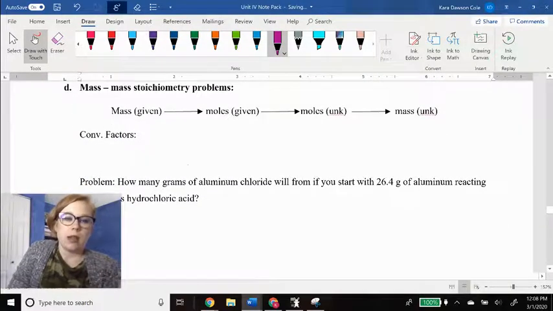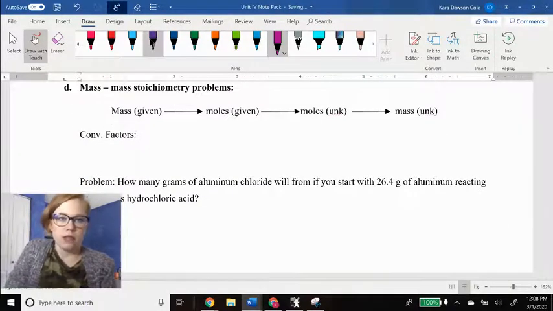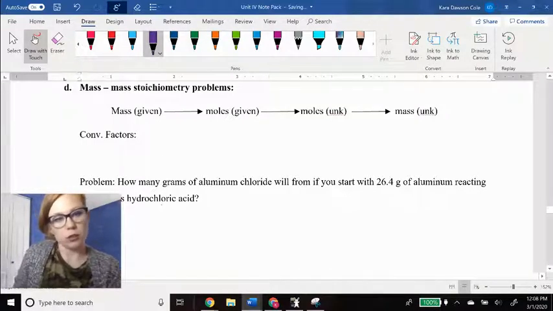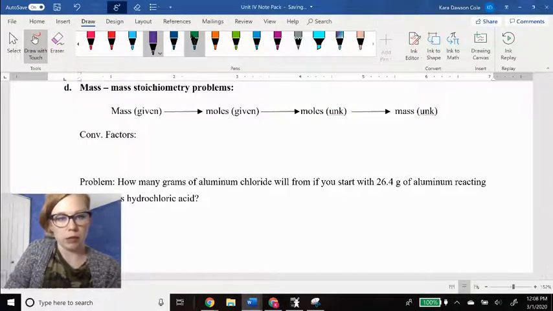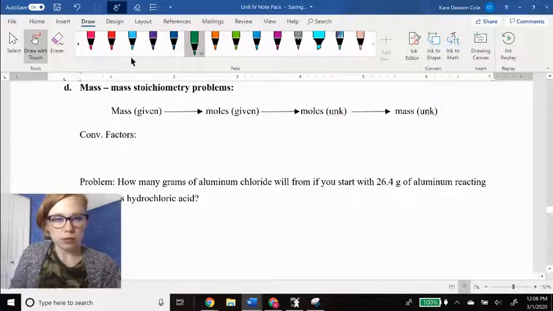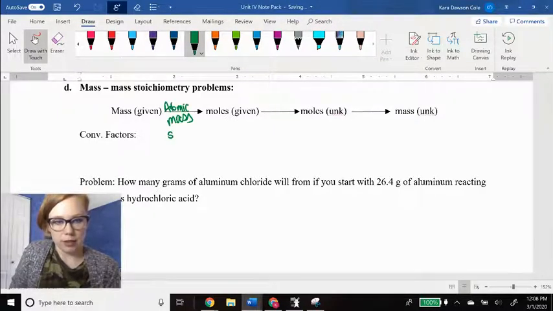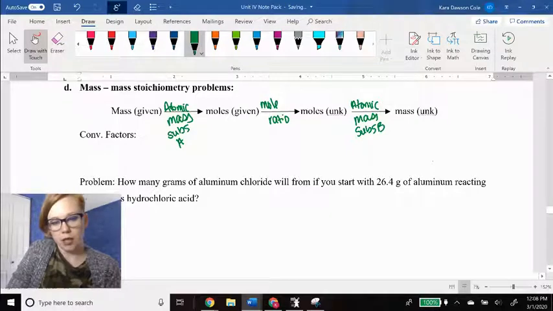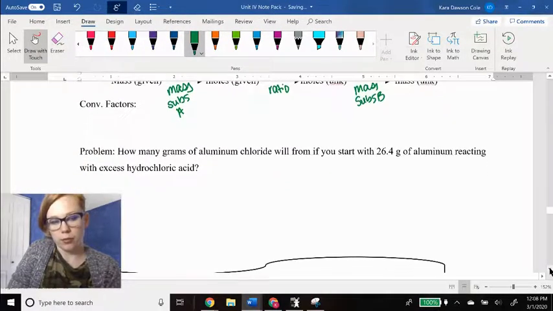Now, for mass to mass stoichiometry problems, I'm going to leave you with one problem to do. If you want 2 points extra credit, do this one problem. This is going to be the atomic mass of my substance A, this is my molar ratio, and this is my atomic mass of substance B. So you can do this last problem for 2 points extra credit.